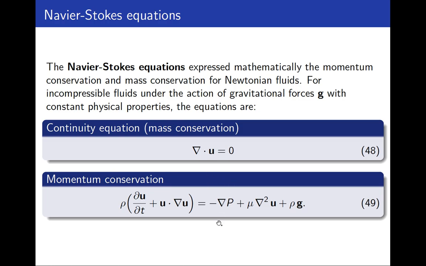This term is relevant when you are transporting water from a low place to a place at the top of your house. Then we have a Laplacian, which corresponds to the viscous forces. So you have the viscosity and the second derivative of the velocity. This term of the equation is known as the diffusion. And then if we consider only the action of gravitational forces with constant physical properties, you have the contribution of the gravity.